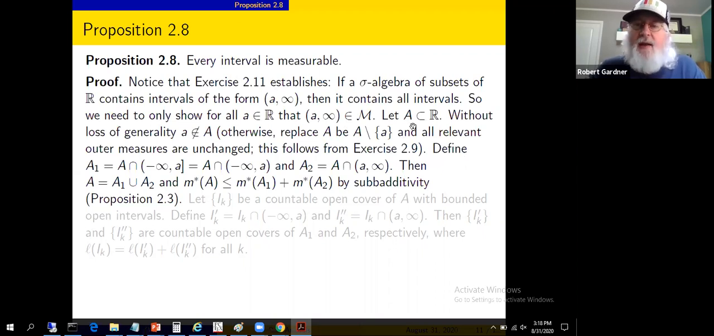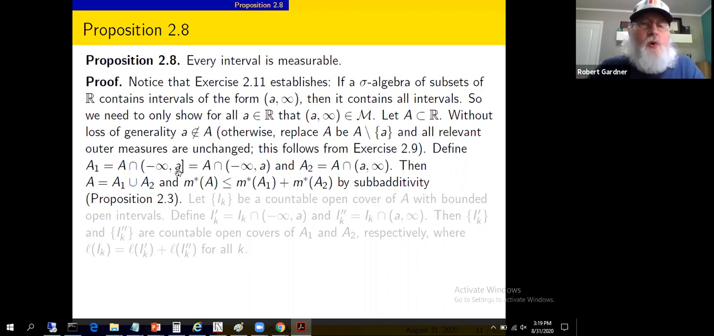All right, so here's what we've got. Set A, an arbitrary subset of the real numbers. Well, not totally arbitrary because we are assuming that lowercase a is not in set capital A. And we have this open interval. So define A sub 1 to be A intersect negative infinity to a. Hey, that's the complement of this interval. And define A sub 2 to be A intersect that interval. So we've taken set A, intersected it with a set of interest, and intersected it with the complement of the set of interest.